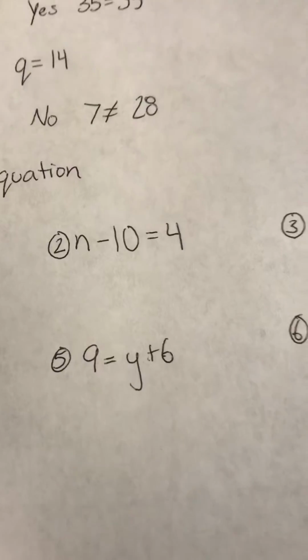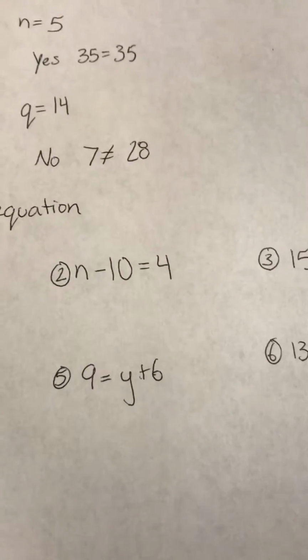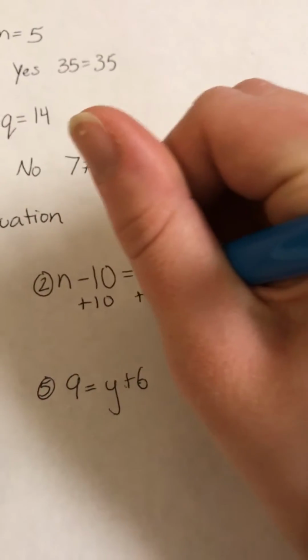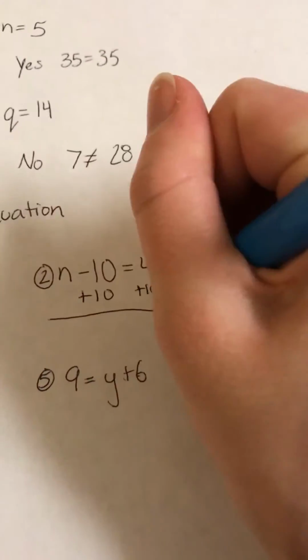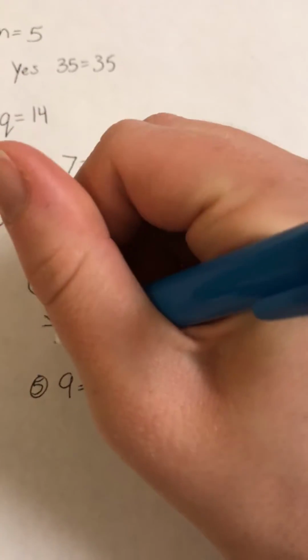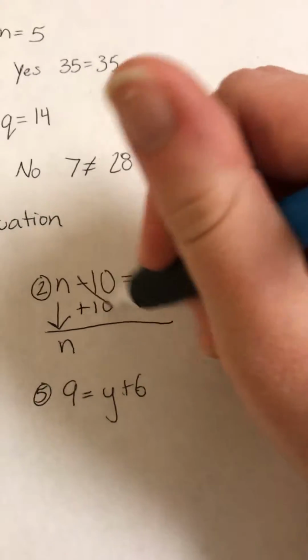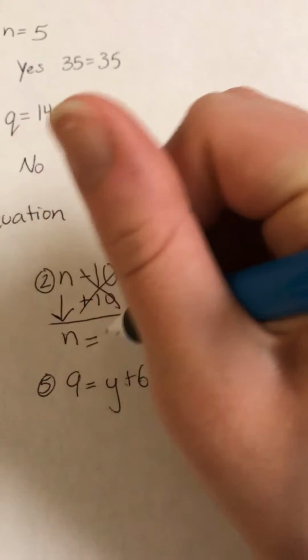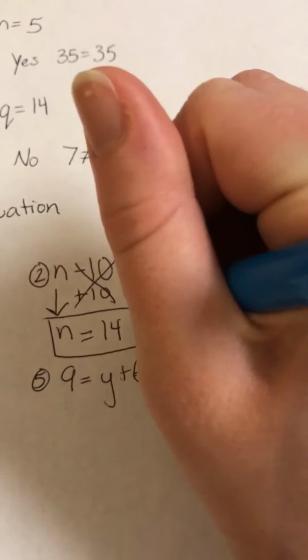2 is n minus 10 equals 4, all right? Need to get that n by itself. Let's plus 10 so they can cancel each other out. You got to do it on both sides of the equation. Bring that n on down. 10s cancel each other out. Cross it out. 4 plus 10 equals 14. Your answer is n equals 14.